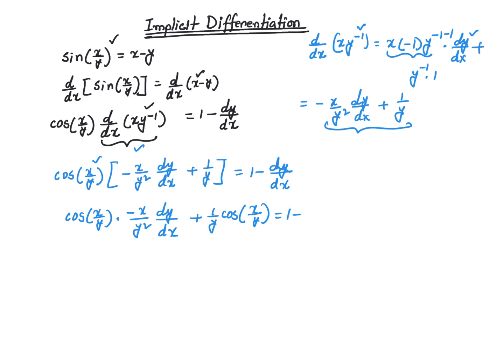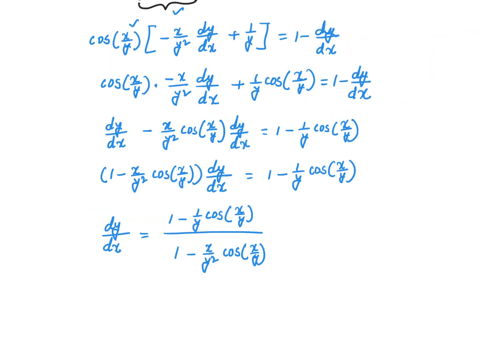Now I just have to do some algebra here and bring all the terms that have dy over dx together and move everything else to the other side. Once I do that, I get the following. I was right here and then I just distributed it. I got this and then I bring the dy over dx term from the right to the left. It's negative on the right, on the left it is going to be positive, and then I move this term to the right, which is going to give me 1 over y times cosine of x over y.